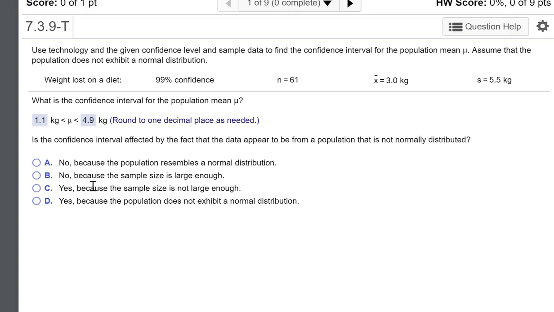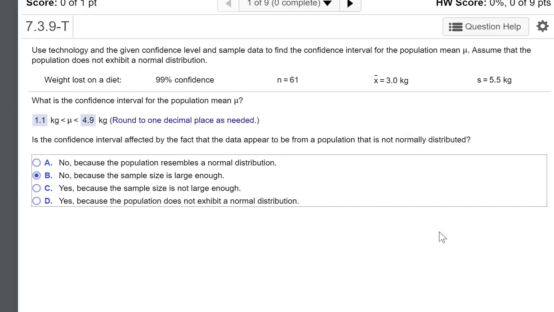Then it asks a follow-up question. Is the confidence interval affected by the fact that the data appear to be from a population that is not normally distributed? We already talked about this. It is not, because the sample size is large enough. This first one doesn't make any sense. No, because the population resembles a normal distribution. No, because it says that population does not exhibit normal distribution. So I hope that helps.